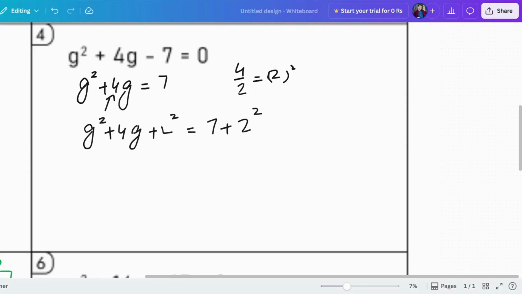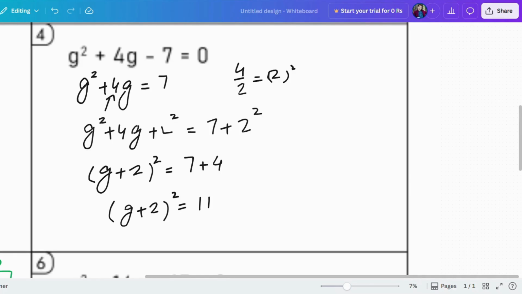All right. So for this one, I will just close the bracket. So g plus 2 whole square equals to 7 plus 4, right? And then it will become 11. So g plus 2 whole square equals to 11, right? I will take radical on both sides. So g plus 2 whole square equals to radical 11.